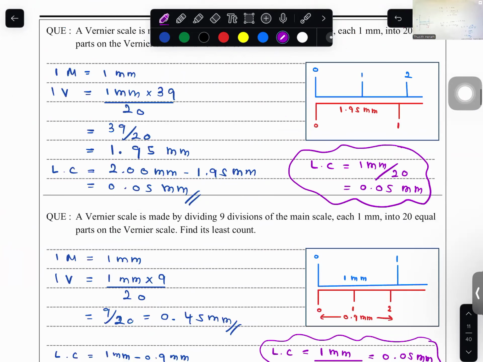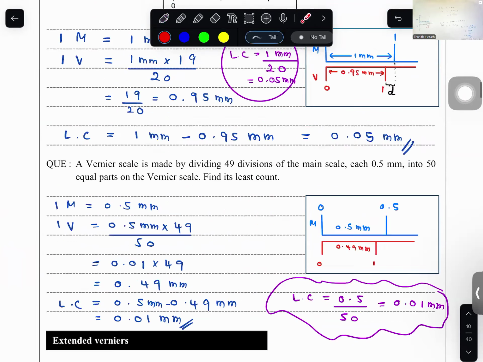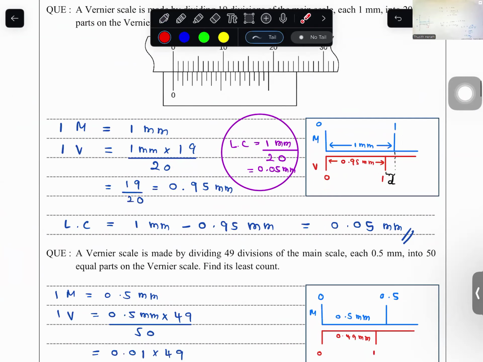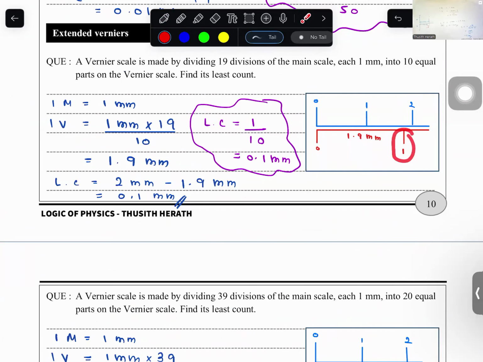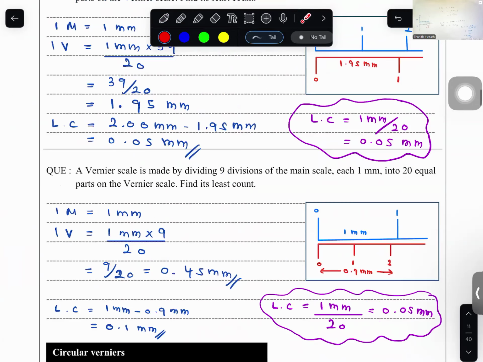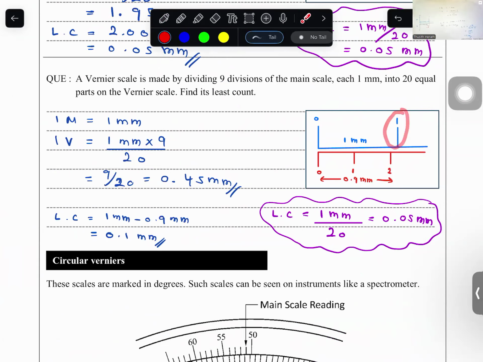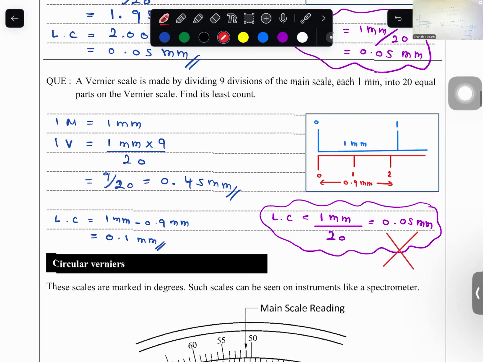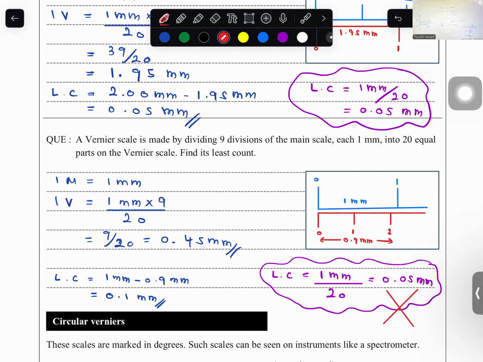We have mainly discussed 3 types of vernier scales. First one is where line 1 of the main scale is coinciding with the first line of the vernier. In the second, line 2 of the main scale is coinciding with line 1 of the vernier scale. Here, the first line of the main scale is coinciding with the second line of the vernier. So for these kinds of questions, this short method will not work, right? So again, write the short method, then put a cross mark there. Complete all the questions. You can't use the short method for questions like this.